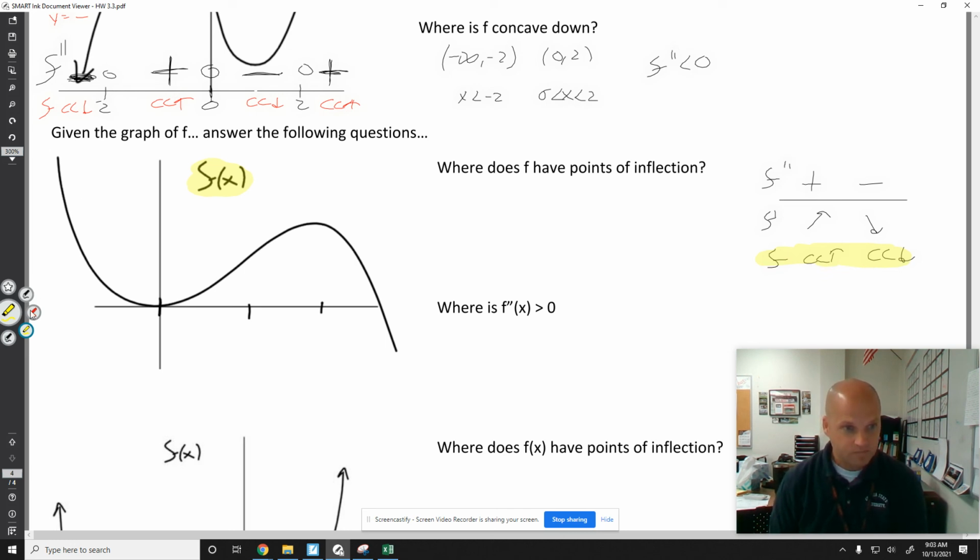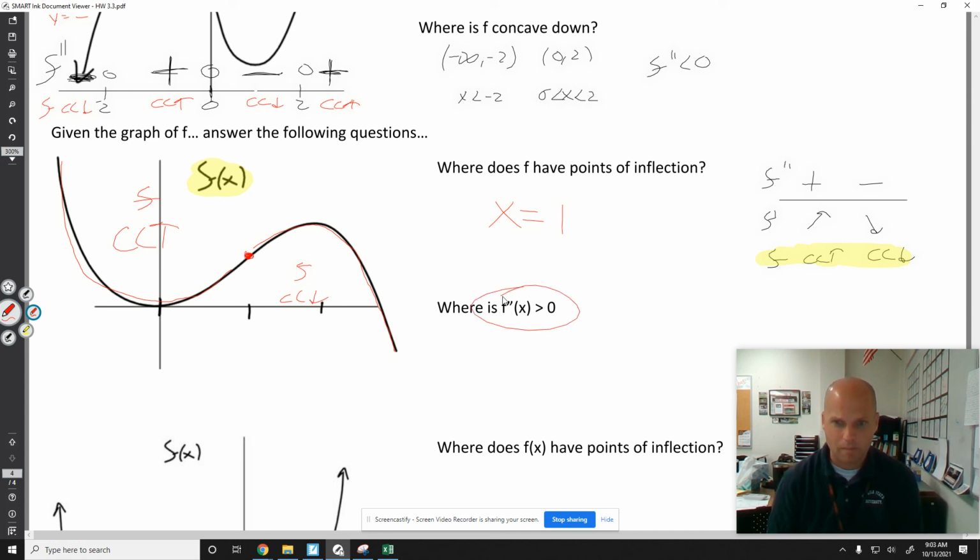f is opening upward until it looks like, and you'd be told where this point is on a quiz or something. We are concave up when we're opening upward. We are concave down when we are opening downward. Okay, so where does f have points of inflection? It looks like x equals 1. You'll be told what that is. But this is the question that you would most likely see.